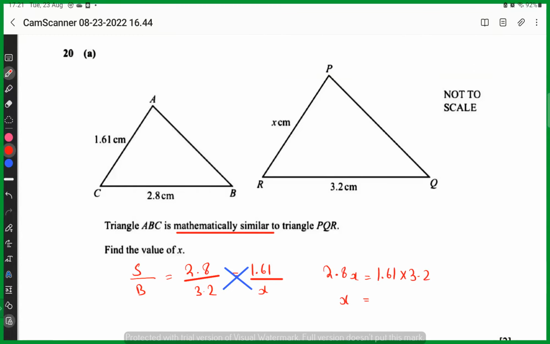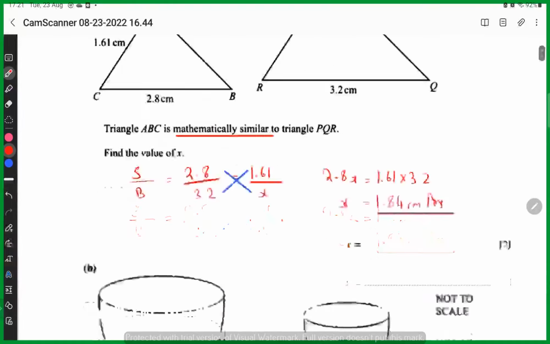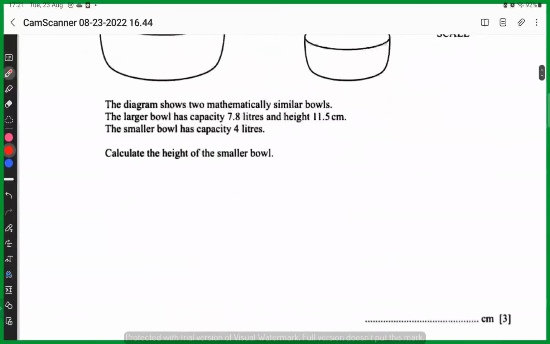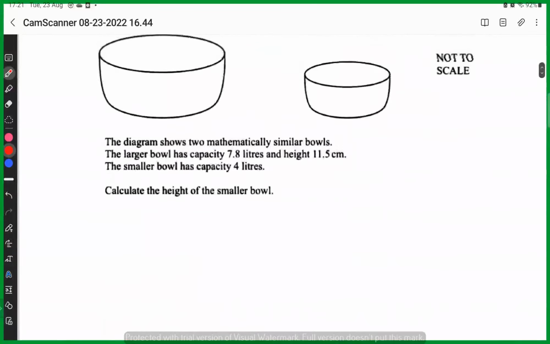1.84. Very good, 1.84. Excellent. It's 1.84 centimeters, and this is your answer. Okay, this was an easy part, and since the two figures were similar, we were able to do it easily. Very good. This is a 3-mark question, and this is something important.